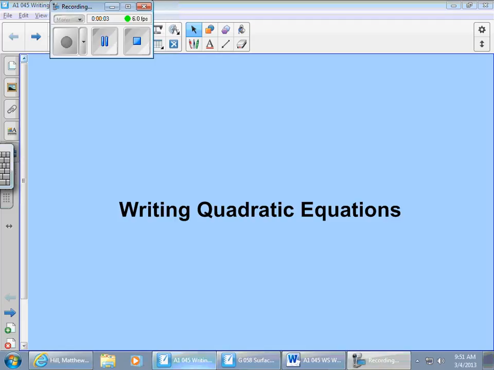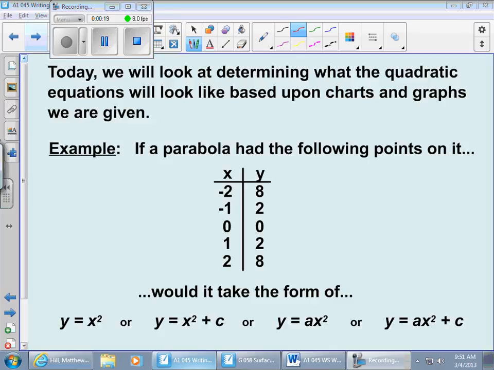All right, today we're going to keep on working on trying to figure out how to deal with quadratic equations and how to read the equations, how different values change what it means to the equation and to the graph, stuff like that. Okay, so let's take a look at this, writing quadratic equations.